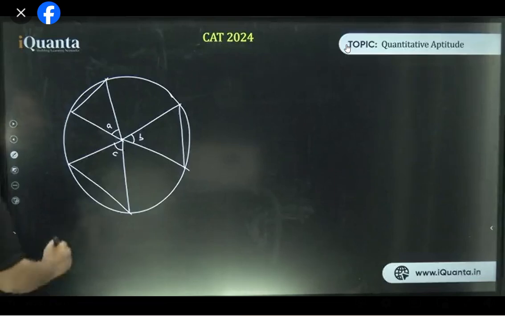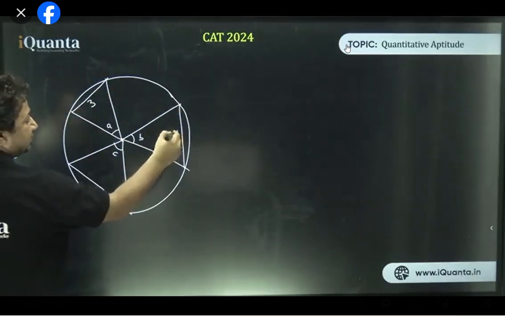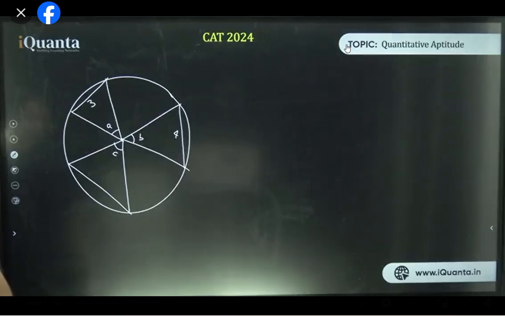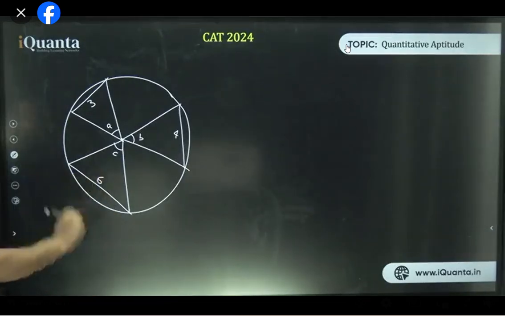All right. Pizza याद आ गया. And this length, this chord, let's say it is 3, and this one is, let's say, 4, and this whole is, let's say, 6. Okay?